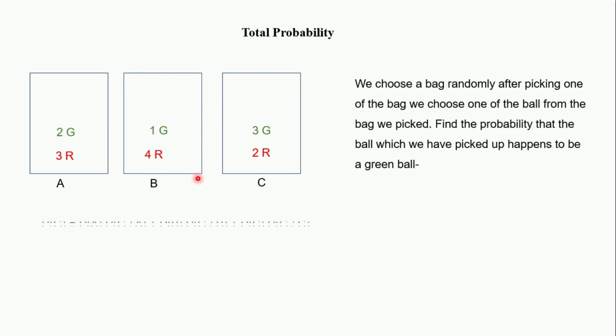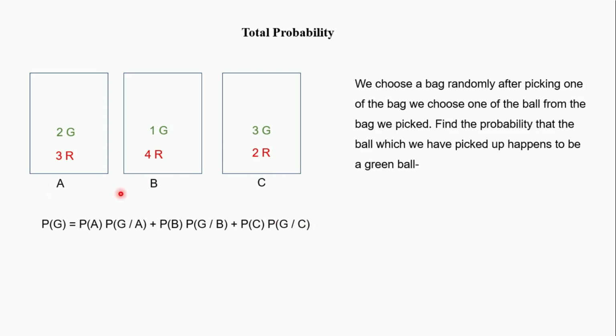Means probability that we pick a green ball equals probability that we pick bag A into probability that we pick a green ball given that we picked bag A, plus probability that we pick bag B into probability that we pick a green ball given that we picked bag B, plus probability that we pick bag C into probability that we pick a green ball given that we picked bag C.